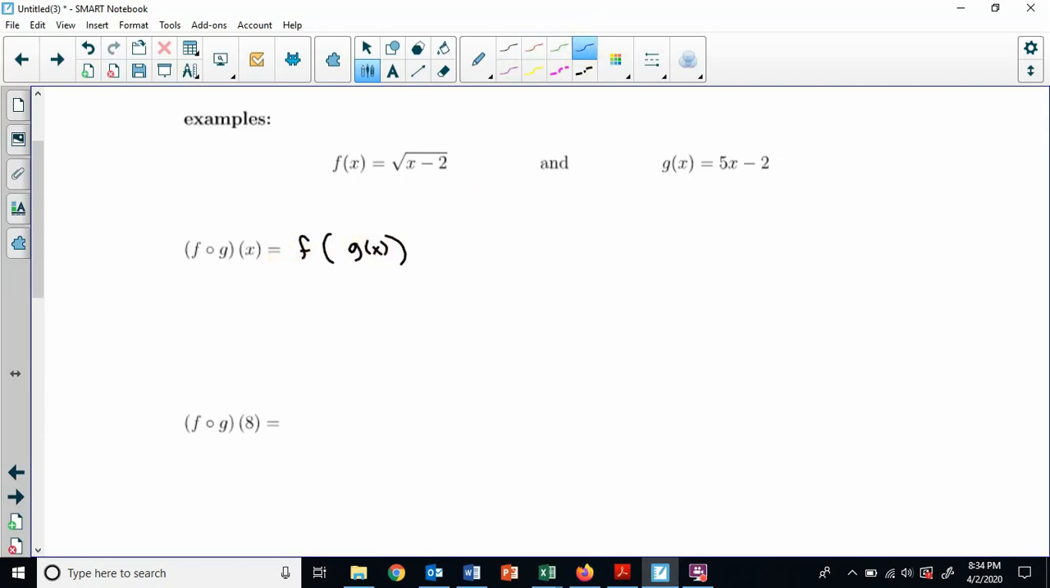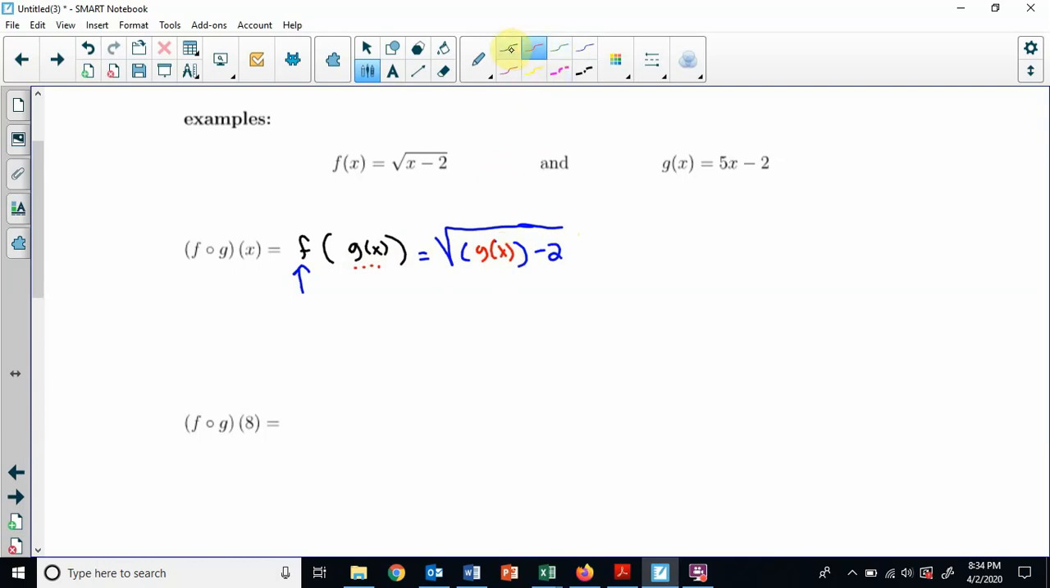So the outside function is f. So what is the function f? Square root of blank minus 2. My blank may not be quite big enough. Let me make it a little bit bigger this time. There. Awesome. Now what are we sticking in there? What's plugging into the function f? An entire function, g of x.